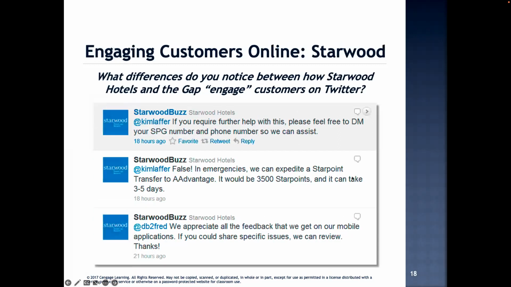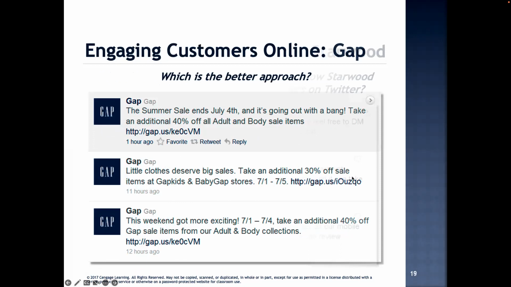Which of these approaches is better? We have a company that's answering questions. We have a company that's just advertising. So talk amongst yourselves, which approach is better? Is one approach better than the other? And then why would it work? Why would what works for one company maybe not work for the other one?